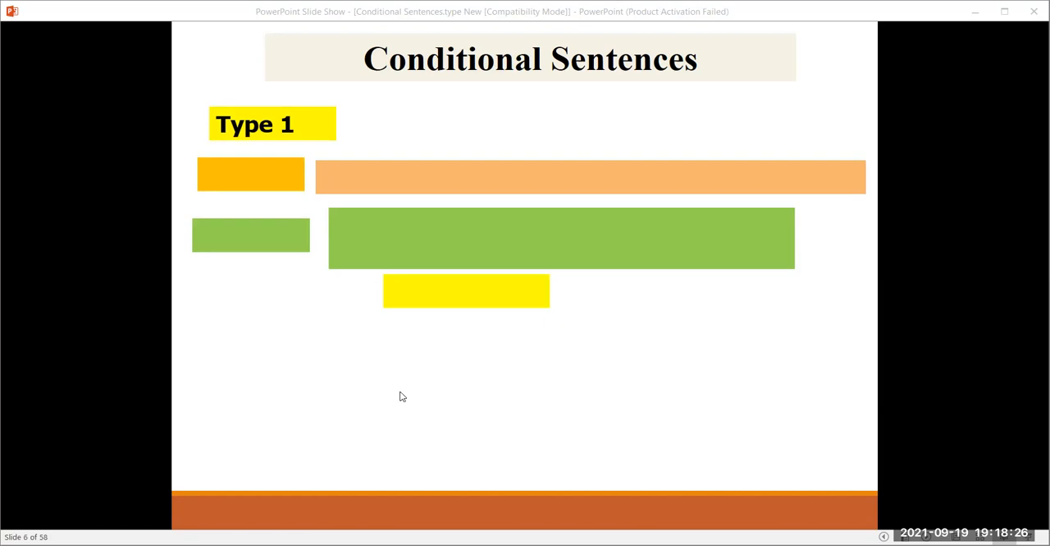Coming to type 1 of conditional sentences, we use it when we are talking about a present or future probable case, which means the certainty is not there. In type 0, certainty is 100%, but in type 1, certainty declines. It is not 100%, you can call it 90%.